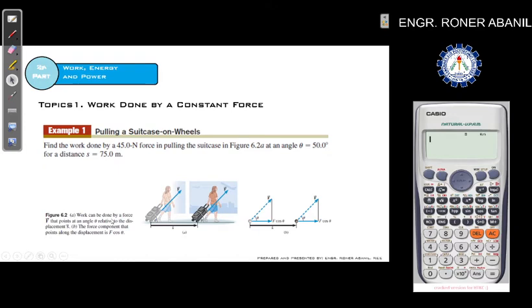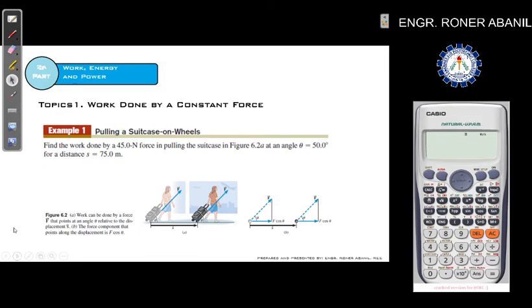So, meron tayong example number 1. Okay? So, sabi niya dito, find the work done by a 4.0 Newton force in pulling a suitcase na makikita natin dito sa figure na to, at an angle of 50 degrees for the distance of 75 meters.